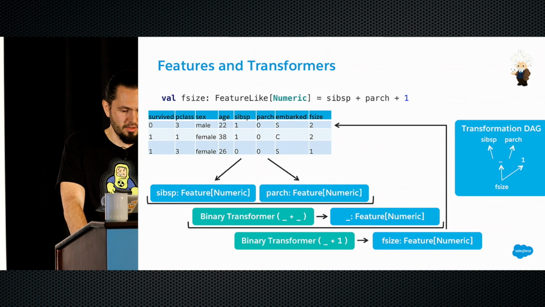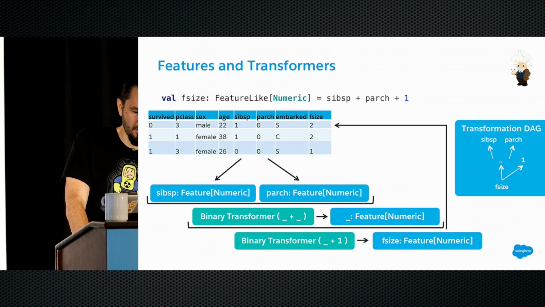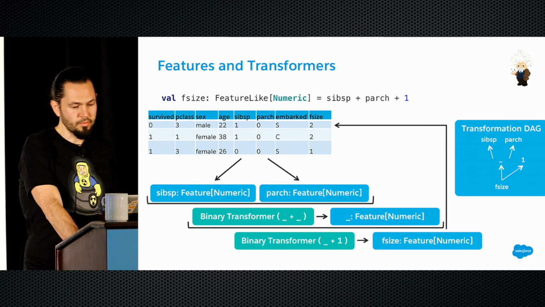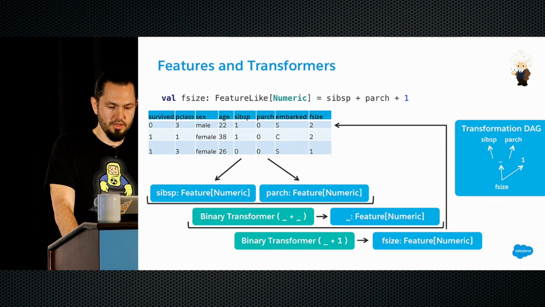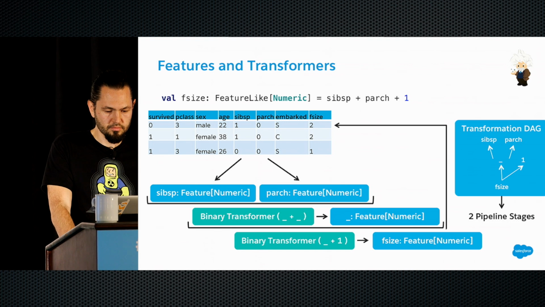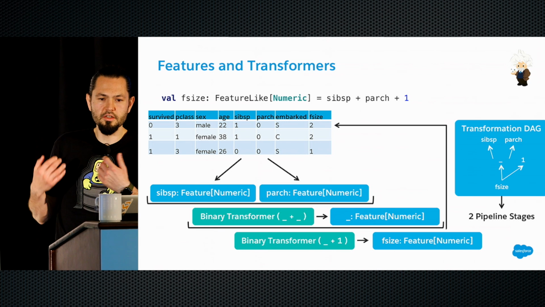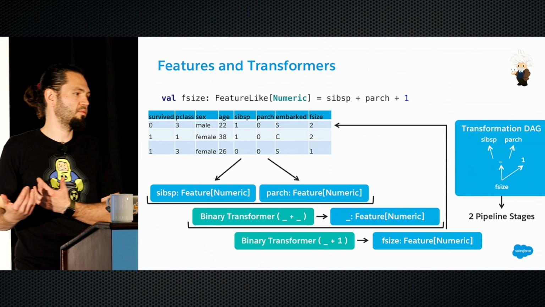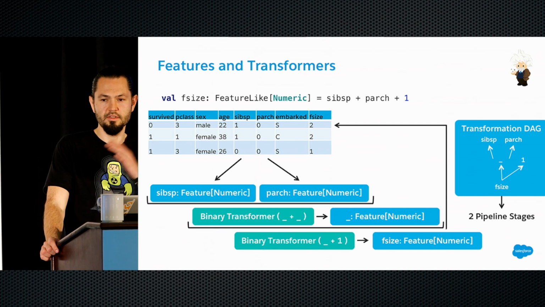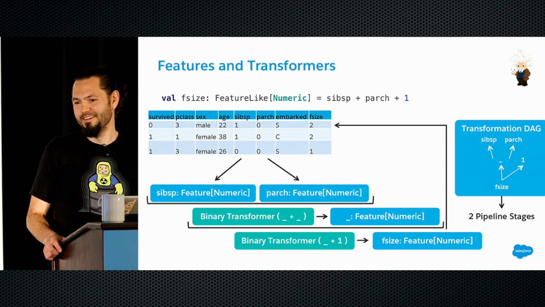What we get from here is actually a graph, right? So again, we get a DAG here where stages depend on features. And from this DAG, we get two stages, which essentially become part of the Spark pipeline. So this is the gist of this whole talk, really.